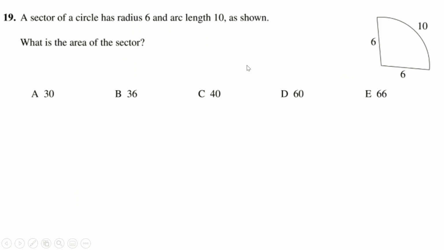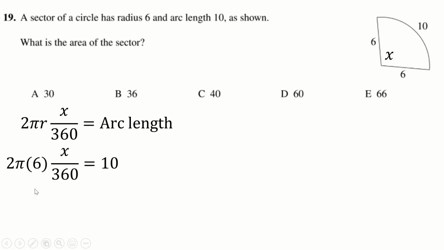19 then. So another good question, I thought. We need to sort of find the angle first. We have the arc length, so that should be doable. Arc length is 2 pi r times the angle over 360. We know the arc length is 10. We know r is 6. So let's put that in and sort this out.